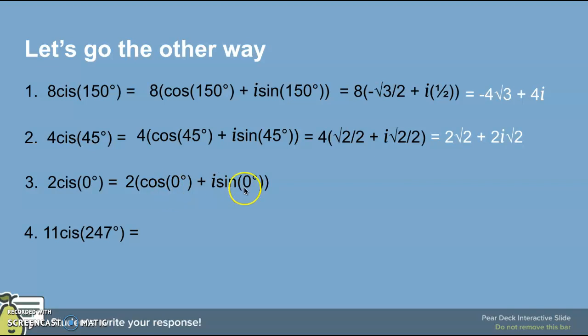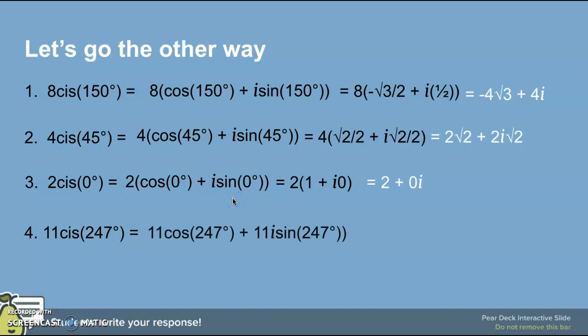Cosine of 0 is 1, sine of 0 is 0, and that just leaves you with 2 plus 0i. And finally, we've got the 11 cis 247, so that's 11 times cosine 247 plus i sine 247. Distribute the 11, take out your calculator. You end up with about negative 4.3 minus 10.13i.